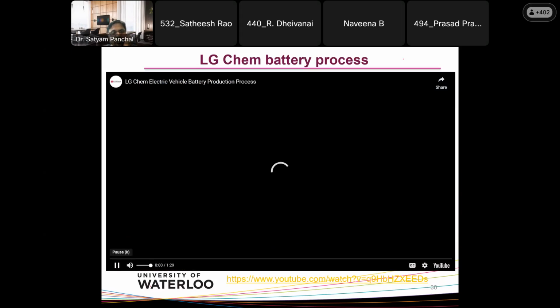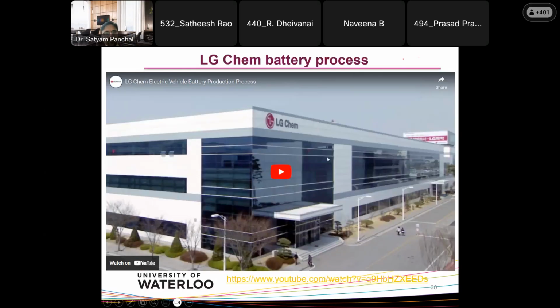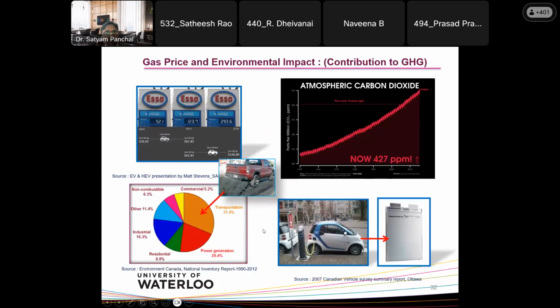I don't think it is going to work out. Forget about that one. Okay, I will provide this slide and you can see this one later on. So this is the production of the battery, and gasoline car, I have already explained.